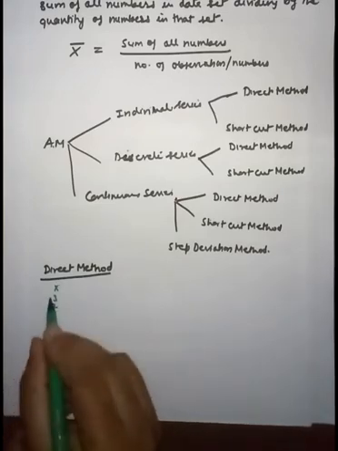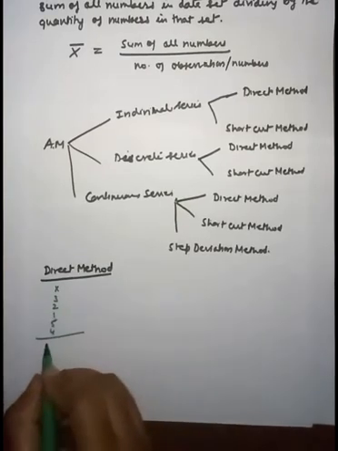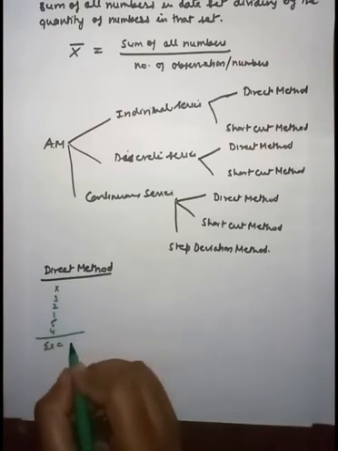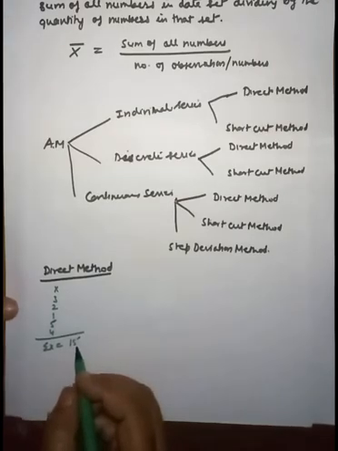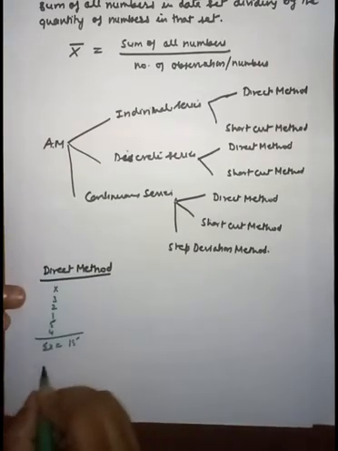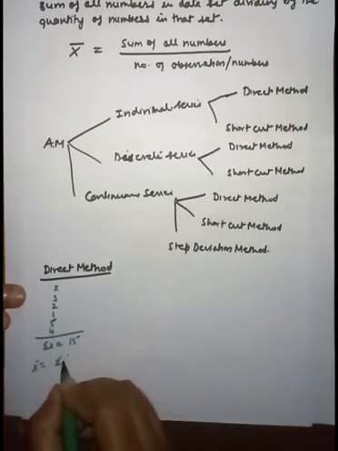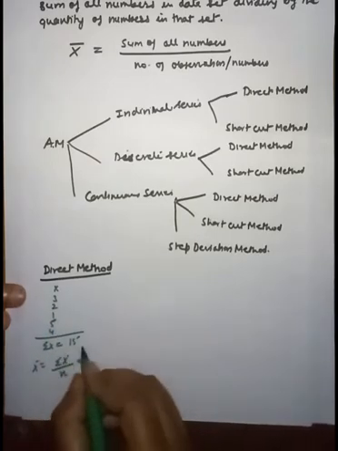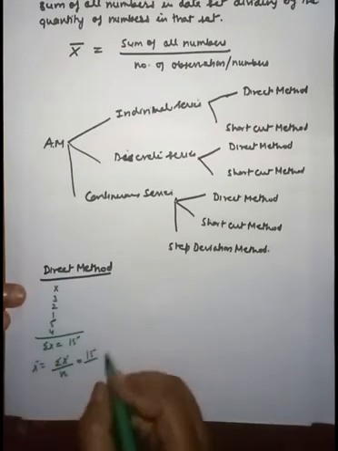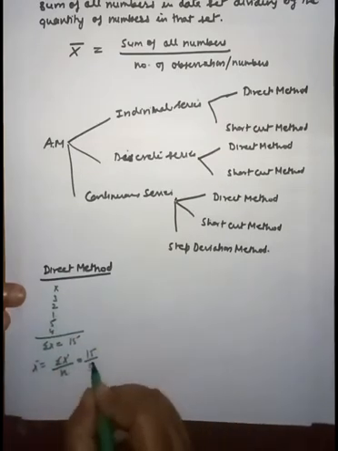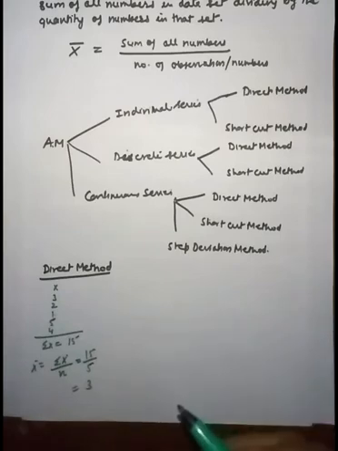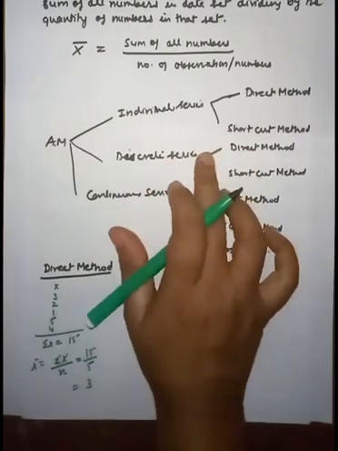Now add all, so we get summation of x. 3, 2, 1, 5, 4: 3, 5, 6, 11, 15. Here we find 15. For direct method, I am using the formula x bar equals summation of x upon n, n showing the number of observations. Here summation of x is 15 and number of observations is 5: 1, 2, 3, 4, 5. So the arithmetic mean is 3 by direct method. Now this is the individual series.